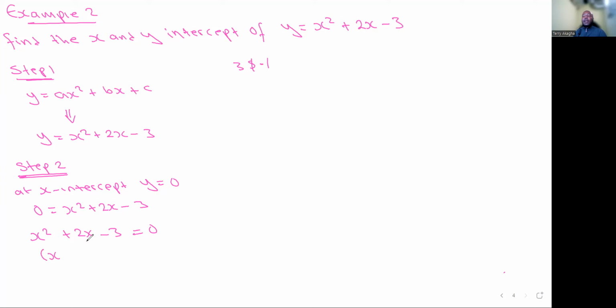We've discussed this already. So it's going to be x plus 3 and x minus 1 equal to 0. Then I also told you that you have to equate each of them to be equal to 0 to find x. So that means x is equal to minus 3 is the first answer we have here, and x is equal to 1 as well. Now, we've done the x-intercept.